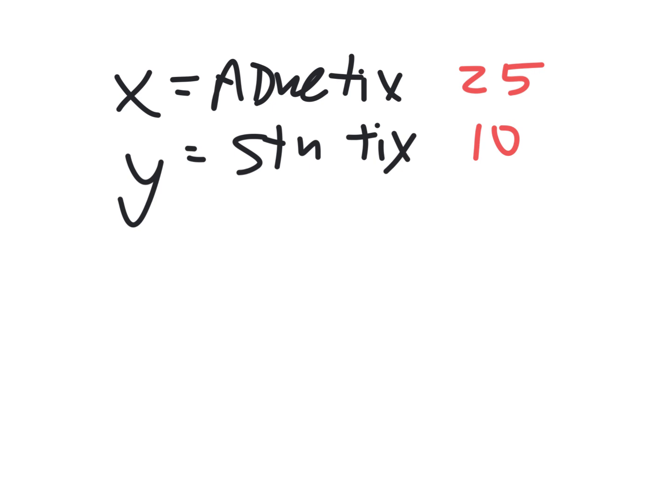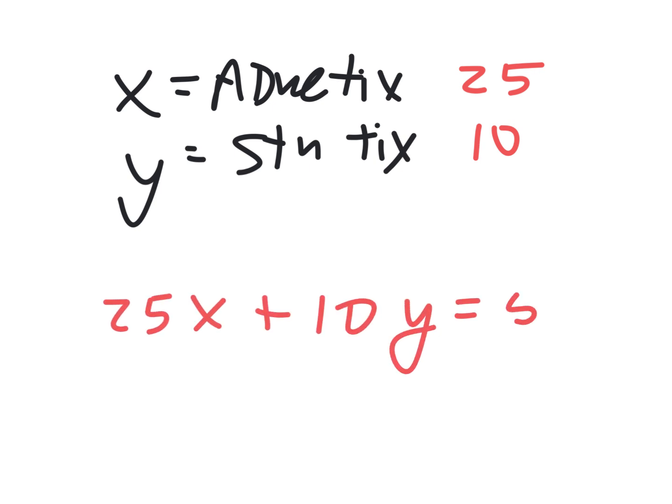This one, a lot of people mess this one up, so be careful. We sold 500 tickets. Now, if you really think about it, you'll do it right. But if you just kind of go, oh, 25 goes with the X, and 10 goes with the Y, and it equals 500, you're not really thinking about it.